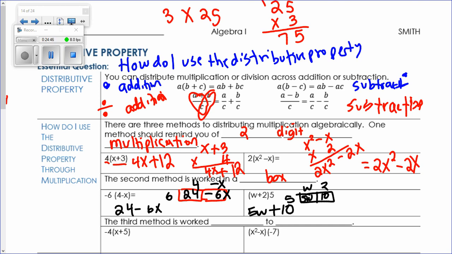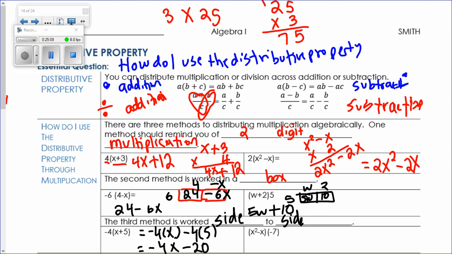The third method is worked from side to side. I get negative 4 times x plus, sorry, that's a negative in front of that 4, negative 4 times 5 equals negative 4x minus 20.